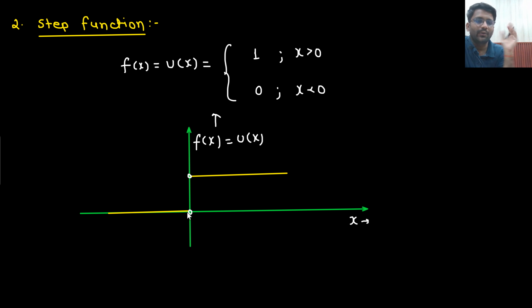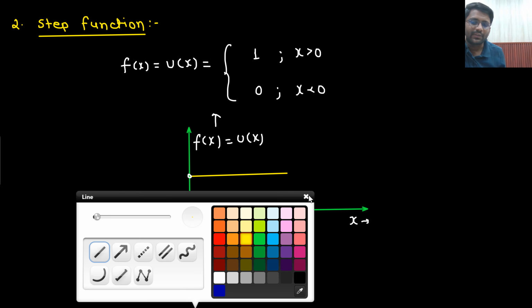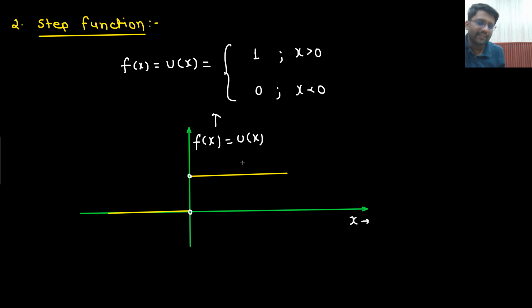So what will be the value? That we don't know. This is how we will draw the graph of the step function in mathematics: for x less than 0 the value is 0, for x greater than 0 the value is 1. But in the examination or in the textbook as well, what you would find is they would draw the graph this way: here the value is 0, 0, 0, then the value becomes 1.